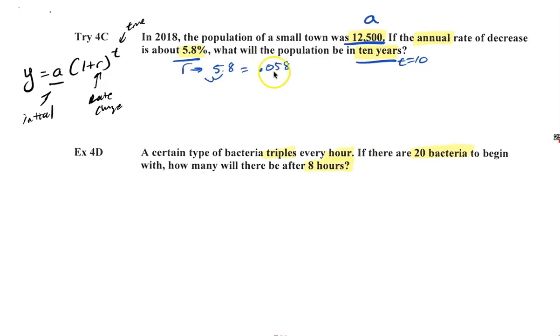Very important. That's my R, not my B. It's not all of this, it's just the R part. That's just how much we're increasing or decreasing. And in this case, we are decreasing. So it's actually going to be 1 minus R that we're going to use. If we're decreasing, we should have a decay. It should be less than 1. So we're going to subtract from the 1. Let's put the formula down. Y equals my initial 12,500 times (1 minus my rate 0.058), all to the T, which is 10 years. And that we can type into our calculator.